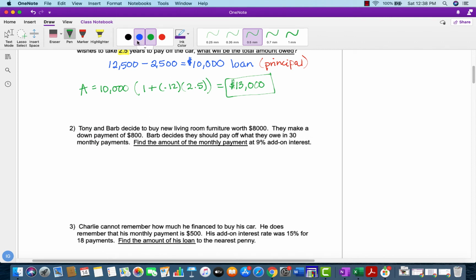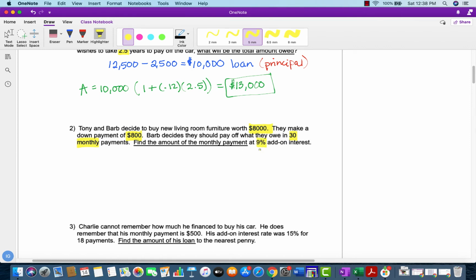Okay, so here we have Tony and Barb decide to buy new living room furniture worth $8,000. They make a down payment of $800. Barb decides that they should pay off what they owe in 30 monthly payments. Find the amount of the monthly payment at 9% on interest. So let's highlight what we have here. So this is how much is the furniture. They put down $800. They want to pay in 30 months.